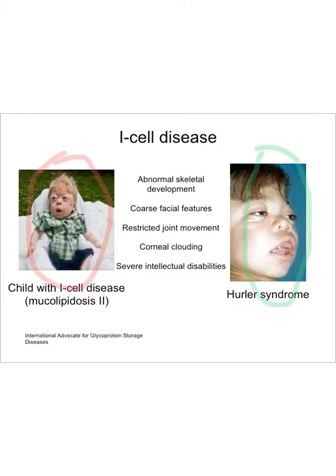And as well as these facial features, these patients also share abnormal skeletal development, they have restricted joint movements, corneal clouding, and also severe intellectual disabilities. And so, because of this, I-cell disease is also known as mucolipidosis type 2, as is written here. However, despite the similarity in outward appearance, I-cell disease has a number of unique clinical characteristics.